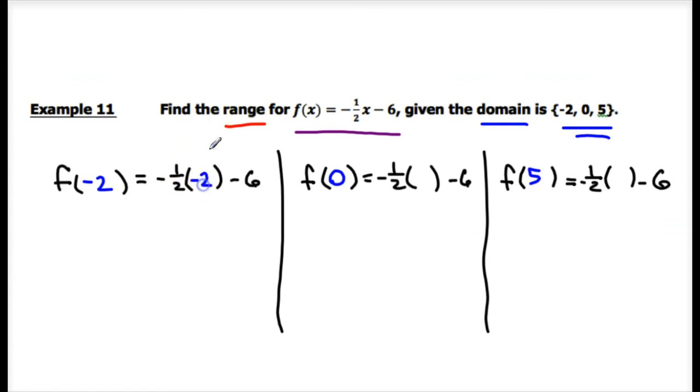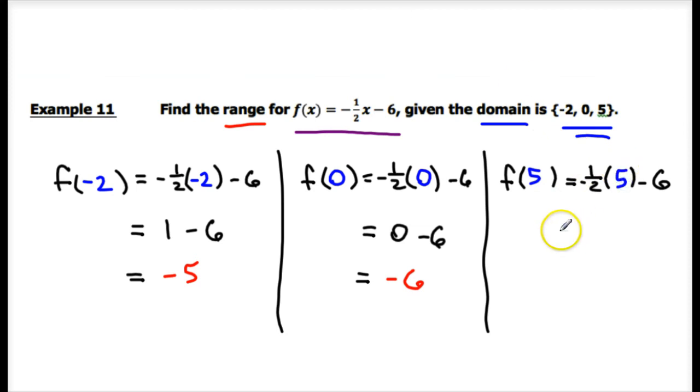Okay, and so let's start with this first one. We're putting in a -2 as my input. So -1/2 times -2 is +1. Subtract 6, I get -5. When I put in 0 as my input, -1/2 times 0 is just 0. Subtract 6, I get -6. Okay, and then when I put in my last input 5, negative 1/2 times 5 is negative 5 halves, or negative 2.5. Minus 6 would be negative 8.5.